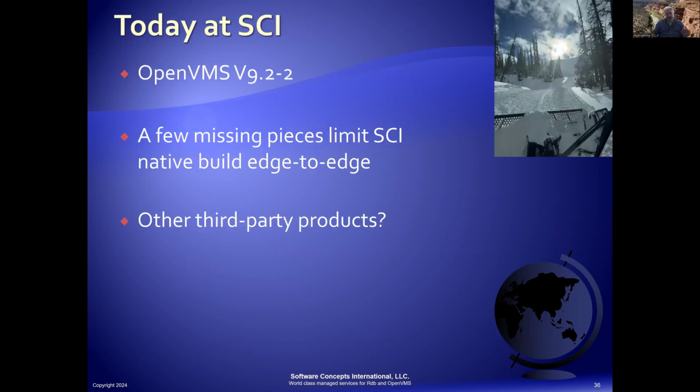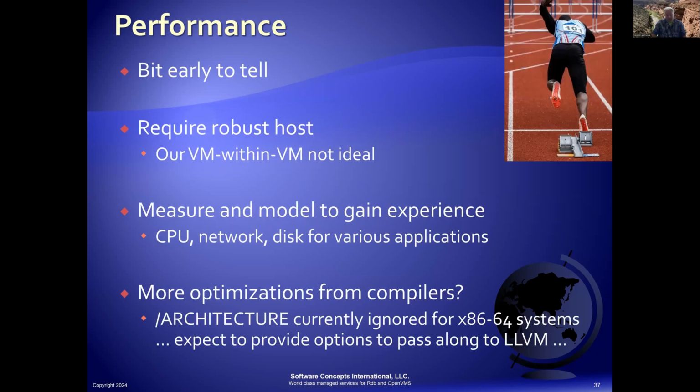Today I'm running 9.2-2, as I assume everybody else is. I've got a few little pieces that we talked about that prevent me from building everything edge to edge. We talked about third-party applications, some, I don't know, PDF converter or something like that. So those may be edge cases that need to be addressed. Performance, I don't know, it's a little early. I'm going to need some new hardware. I'm going to need a little more time. Compilers will continue to improve in the future, but everything works.